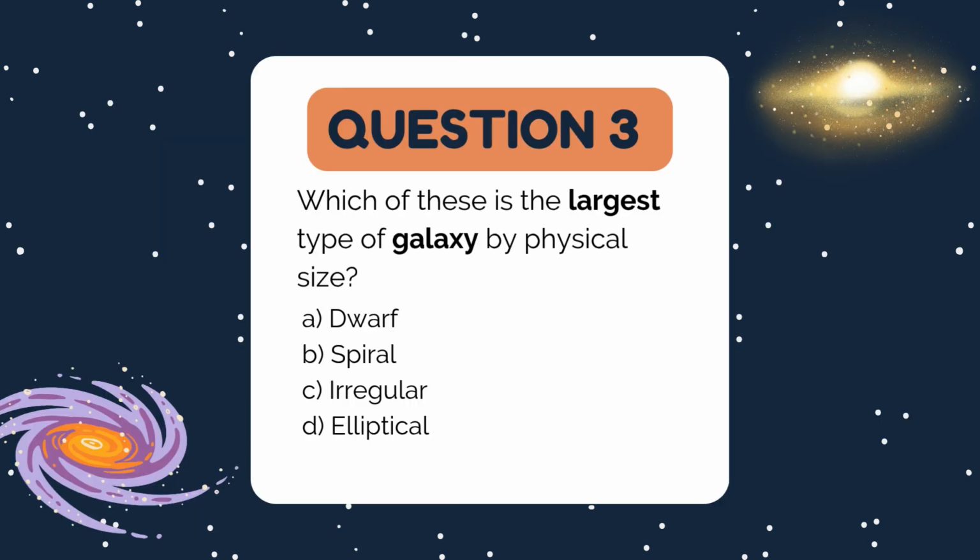Let's test your galaxy knowledge with a size showdown. Which of these is the largest type of galaxy by physical size? A. Dwarf, B. Spiral, C. Irregular, D. Elliptical. Think spirals are the giants of the cosmos? Think again.